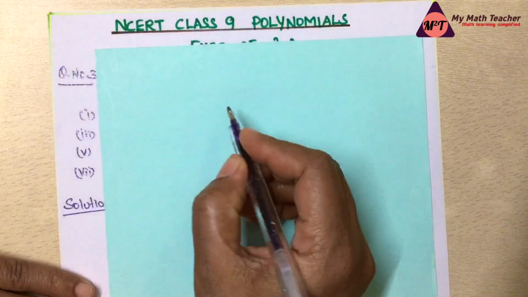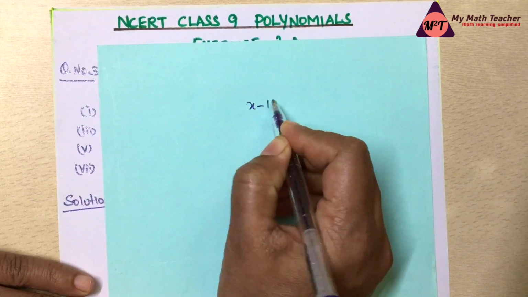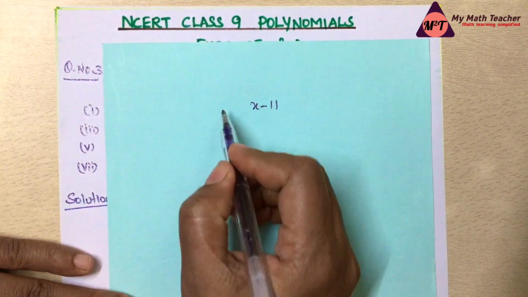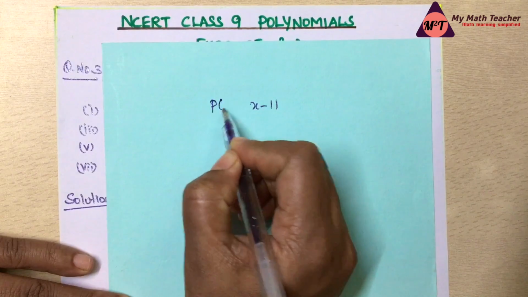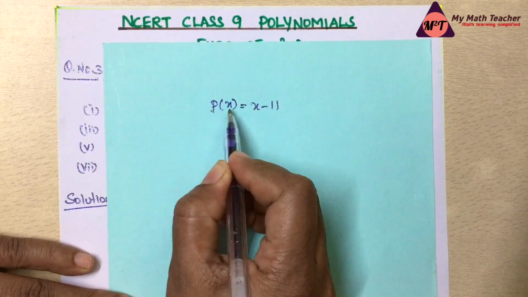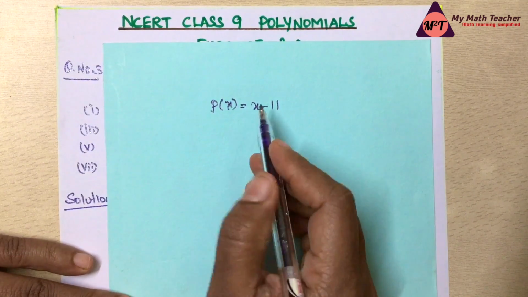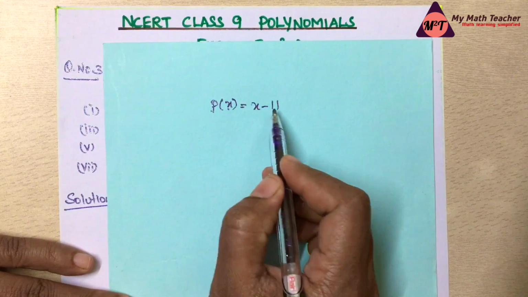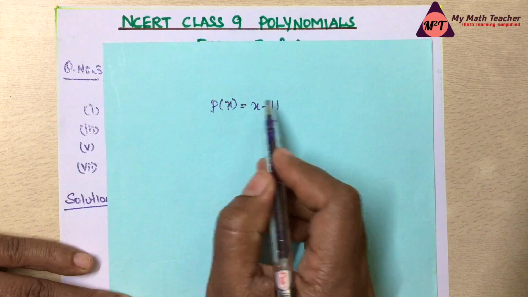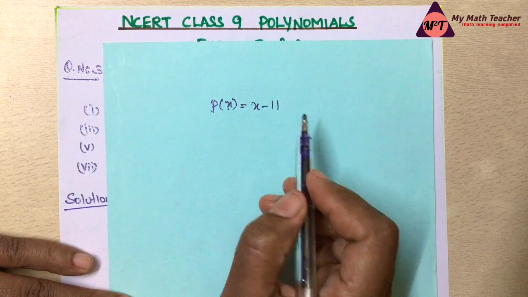Consider a polynomial x minus 11. I am taking this as p of x, which means polynomial of variable x, because the variable mentioned here is x. I have to make this polynomial, which is x minus 11, equal to 0. The value should be equal to 0.